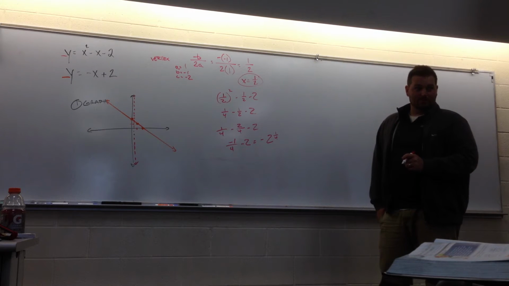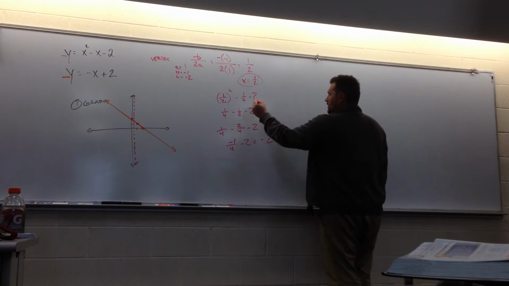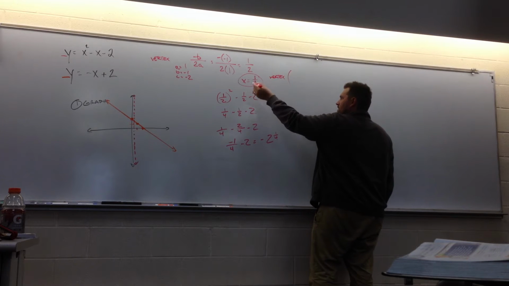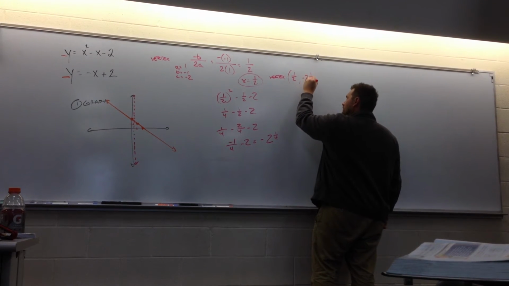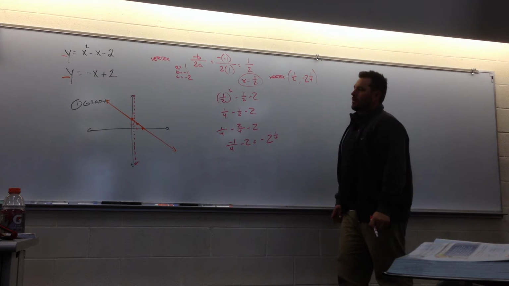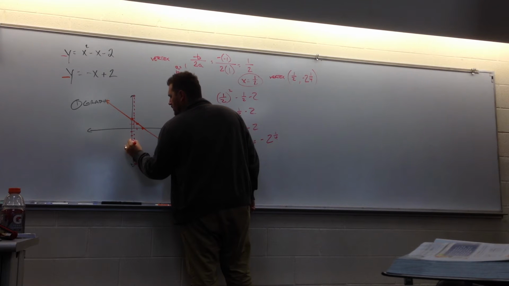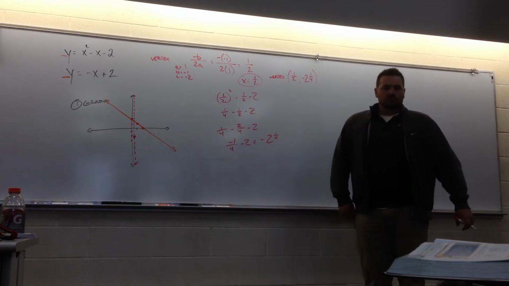You look confused by now. Okay. I don't know why you said 1/8. Alright, so my vertex is at 1/2, negative 2 1/4. So I go over 1/2 and then down 2 1/4. And that right there is my vertex. Okay?